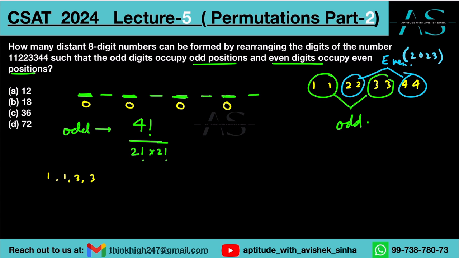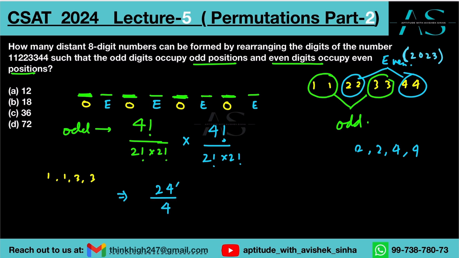Okay, now let's talk about even. So these are the even positions. And what are the even values? The even numbers can be arranged in, we have got 2, 2, 4, 4. We have got 4 values, out of which 2 are repetitive in nature. Let's quickly solve for this. This is 24 by 4, 6. This is again 24 by 4, 6. This is 36 numbers. Option C is the correct fit here.